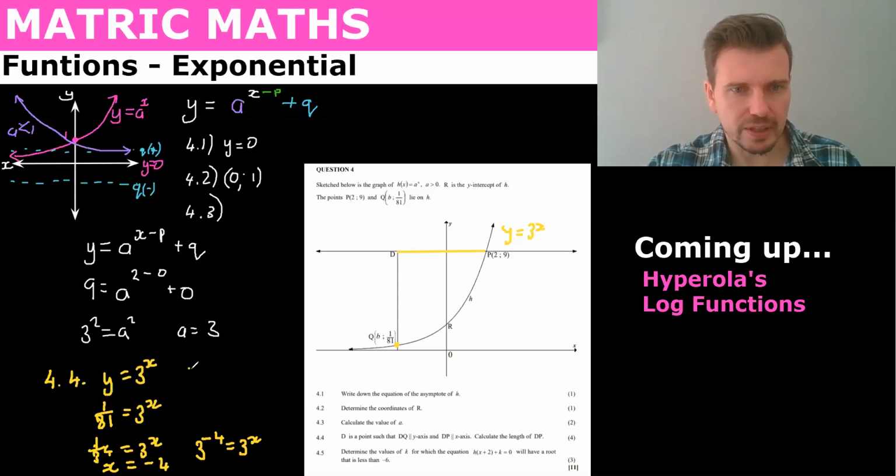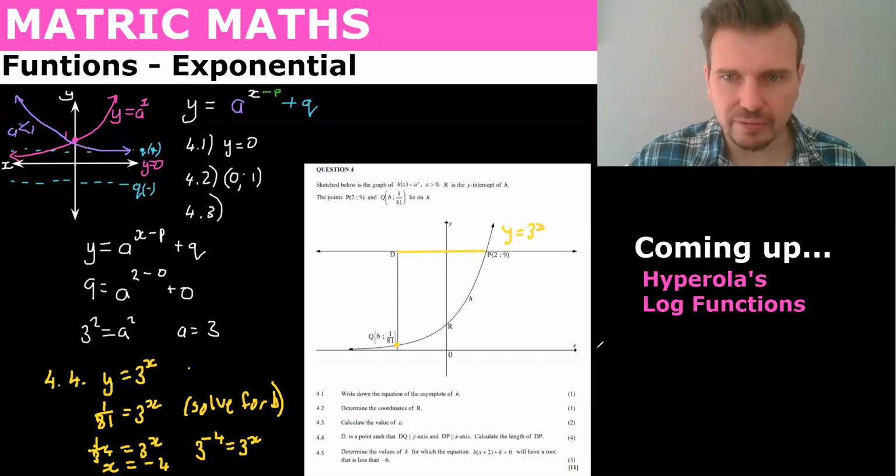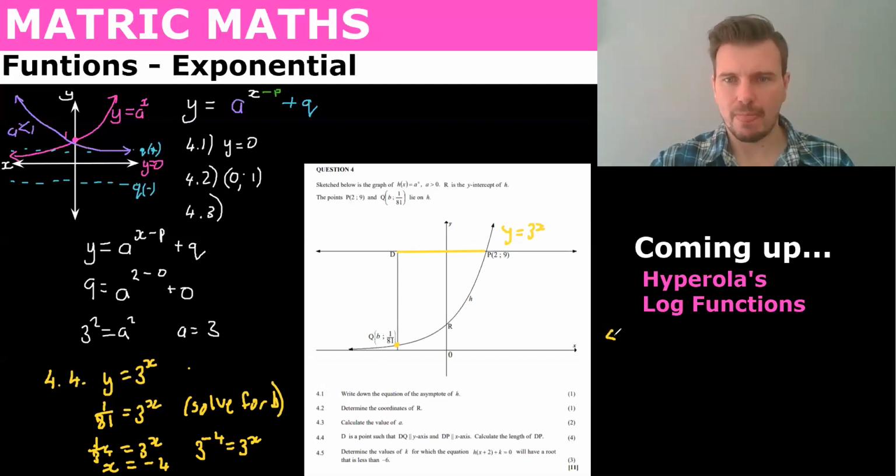So what we're doing is we're solving for B. And so we know then that the length of DP is equal to 2 minus b, which equals 2 minus minus 4, which is 6.